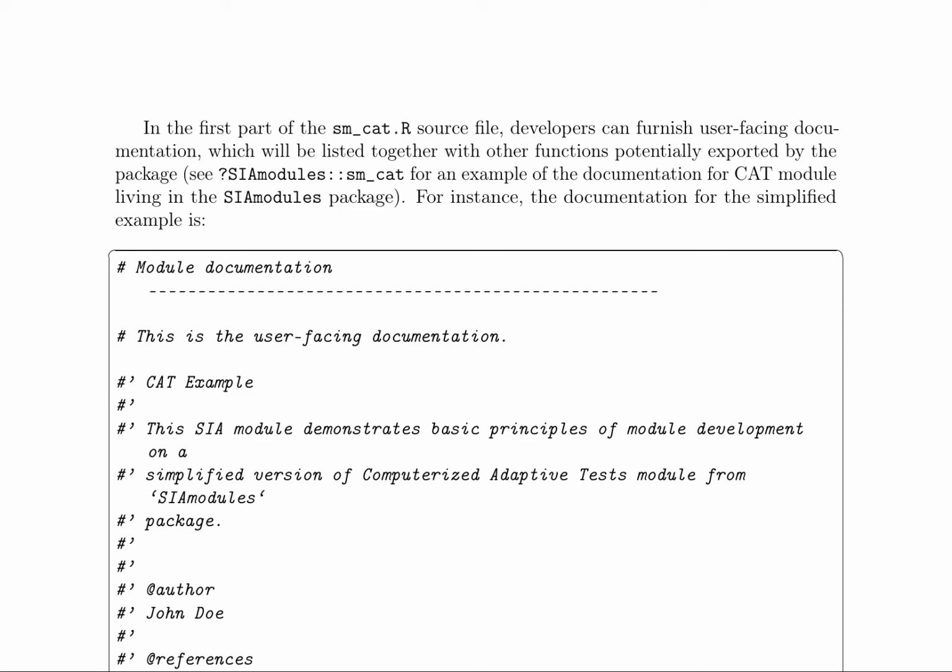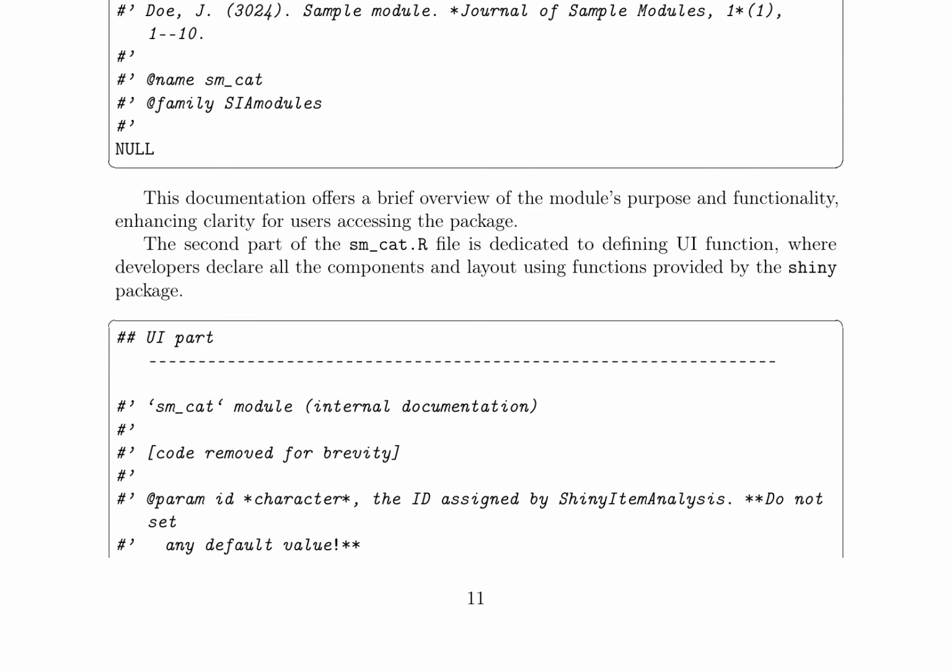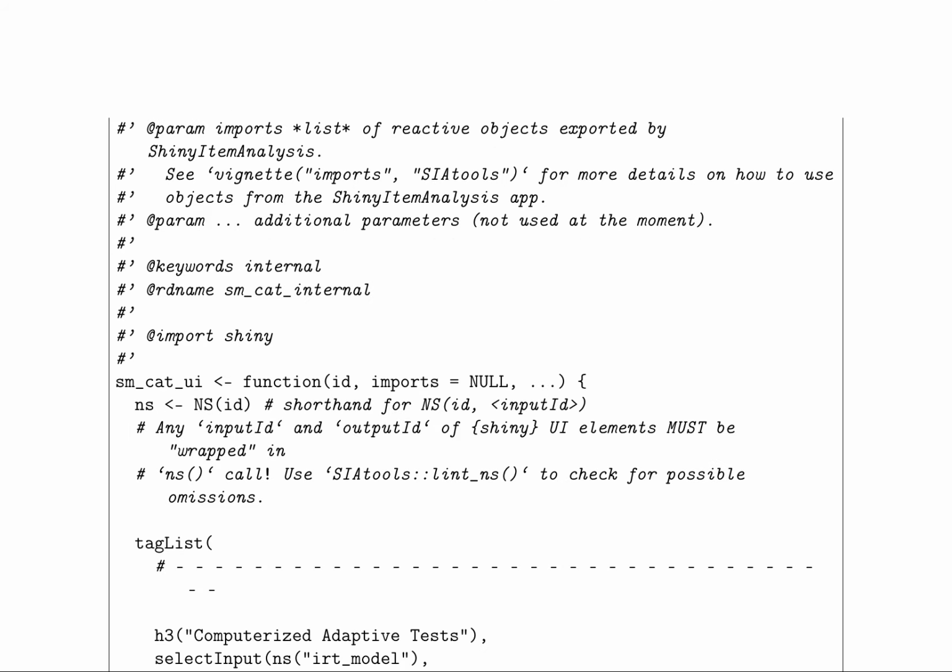The research paper discusses the development of a computerized adaptive tests (CAT) module, focusing on the user-facing documentation and the UI function definition in the SM_CAT R source file. The documentation provides an overview of the module's purpose and functionality, enhancing clarity for users. The UI part is dedicated to defining components and layout using functions from the Shiny package. It includes a Level 3 heading, an input element for selecting an IRT model, a slider input for adjusting the true ability of a respondent, and a plot output.